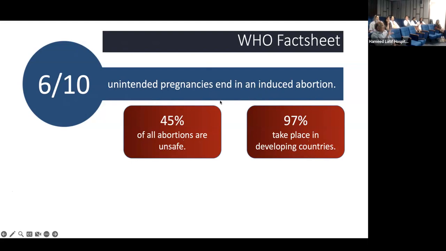Remember that 60% of unintended pregnancies end in induced abortion, and 45% of all those abortions are unsafe, and almost all of those unsafe abortions take place in developing countries, LMIC, low and middle income countries.